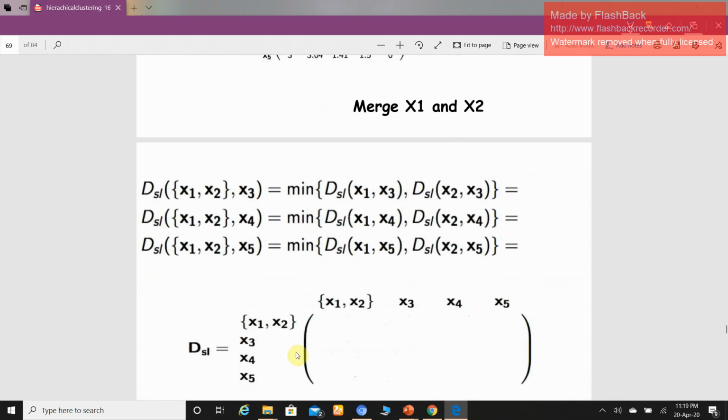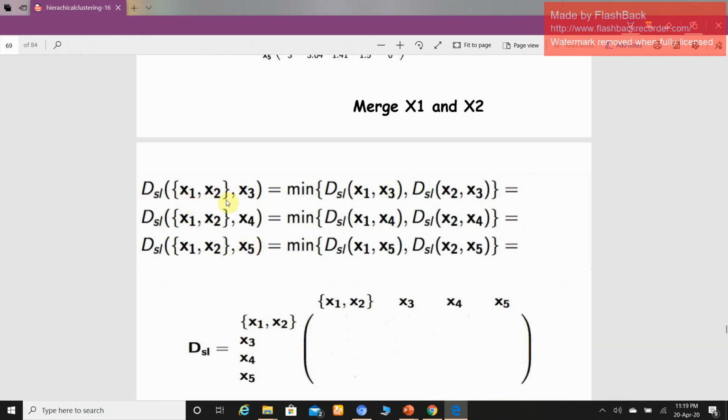So after merging x1 and x2, next we have to prepare the matrix like this. Means x1, x2, x3, x4, x5, x1, x2, x3, x4, x5. Now we fill all these fields based on this particular formula. Means x1, x2, x3, x1, x2, x4, x1, x2, x5.